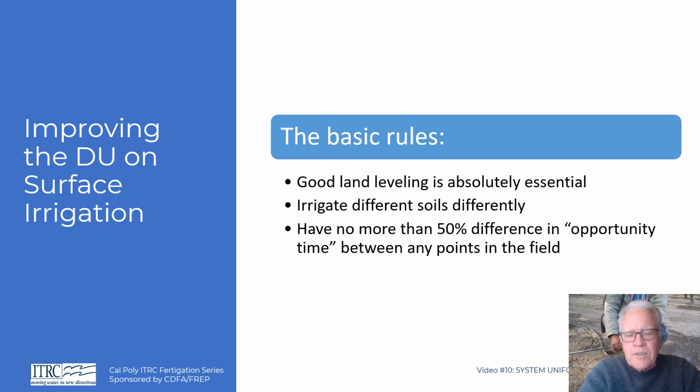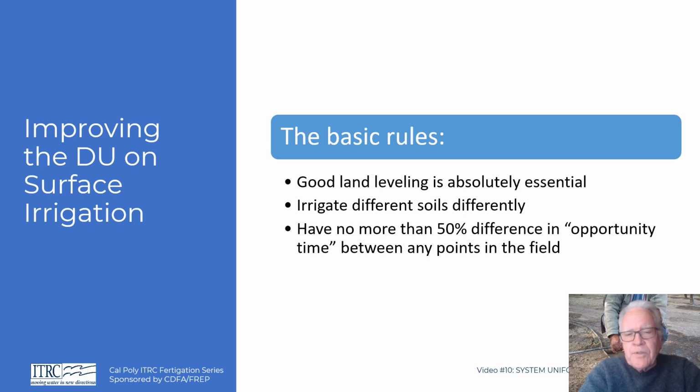The first one is you have to have good land leveling, land planing. You have to have the smooth soil surface. It has to be at the right slope. Next is that there's no way that you can irrigate different soils in the same set at the same time and get the same amount of water in the ground, because the infiltration is basically controlled by the soil type.